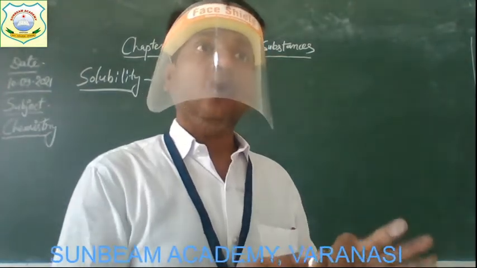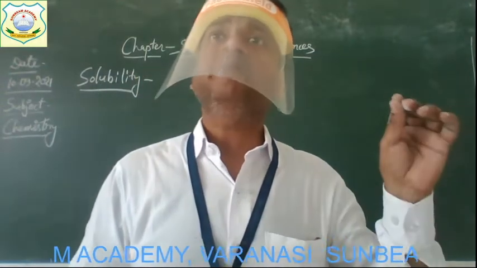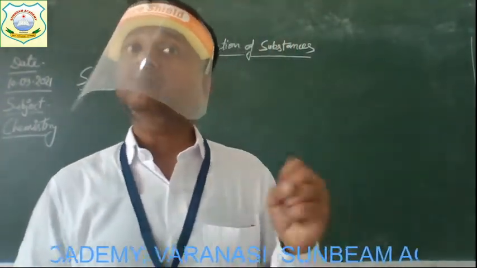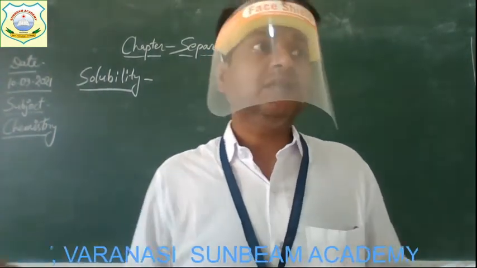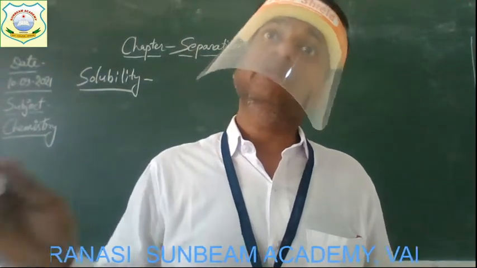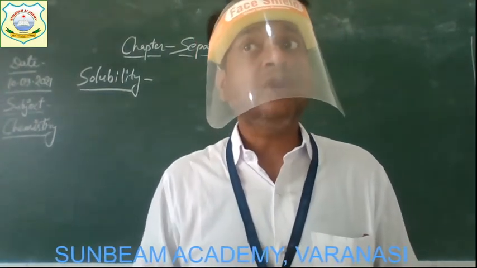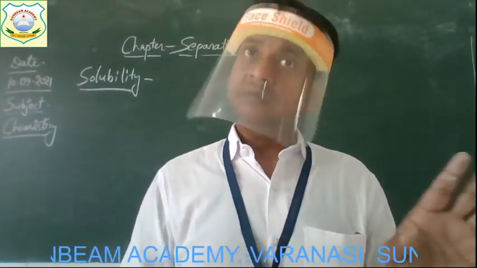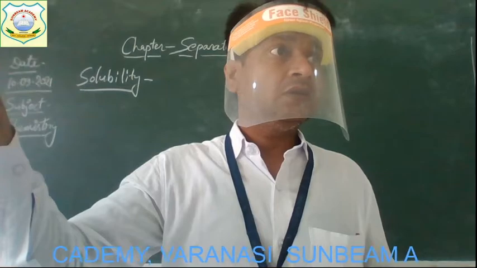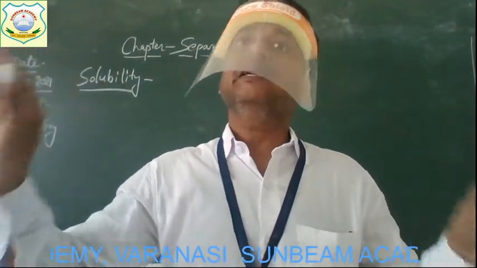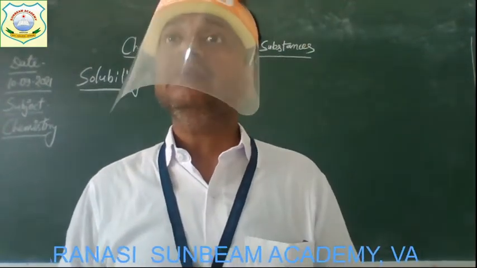So sugar, salt, water, these all are substances and they are all made up of small particles, and the name of those smallest particles is molecules. Water has the smallest particle, the water molecule. Sugar has the sugar molecule. Salt has the salt molecule. This chalk has the chalk molecule. So every substance is made up of smallest particles, and those particles are known as molecules.